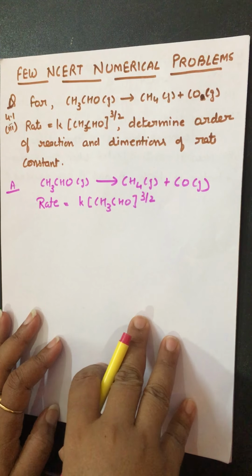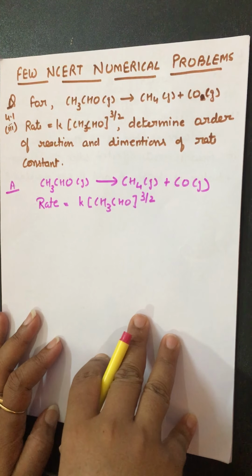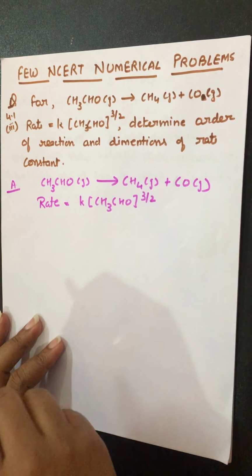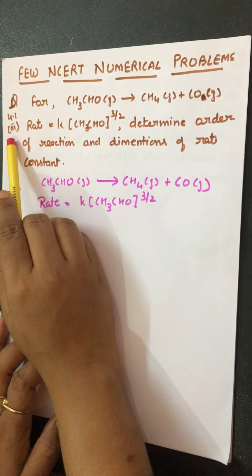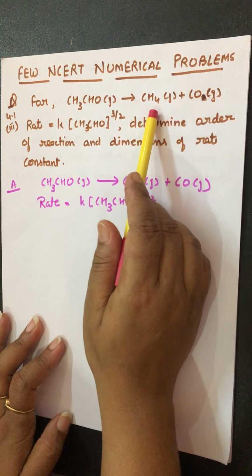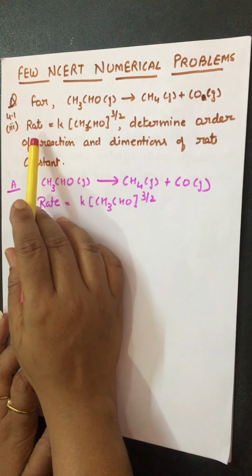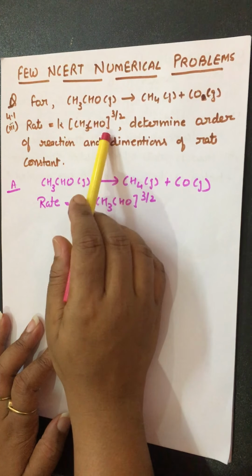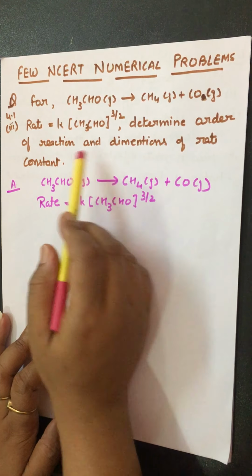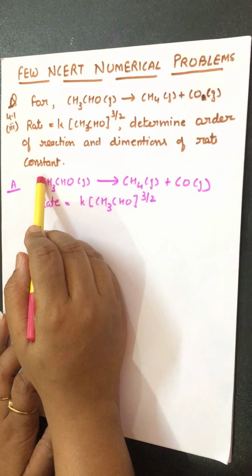Today we will start a few NCERT numerical problems of the lesson chemical kinetics. First is question number 4.1 and its third part. For CH3CHO giving CH4 and CO, the rate is given according to RLE, and you have to determine the order of reaction and the dimensions of the rate constant.